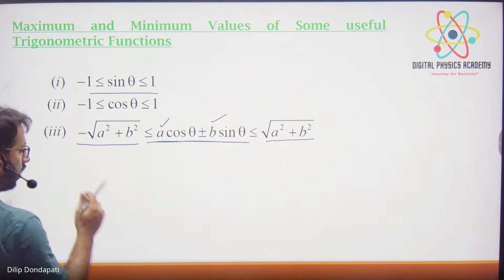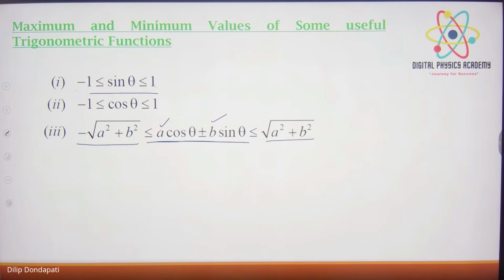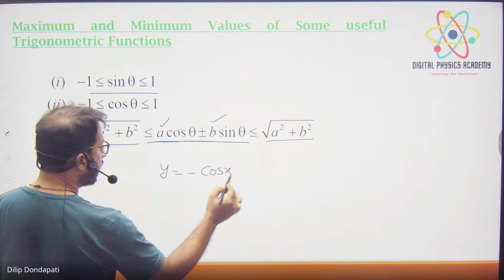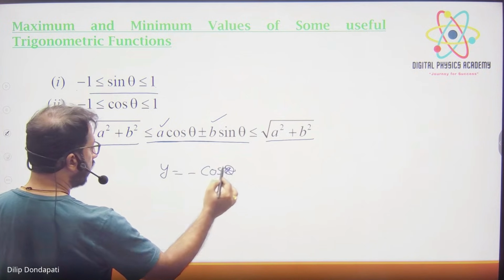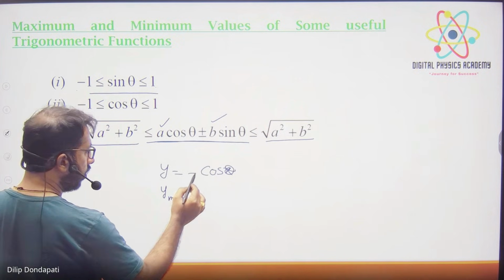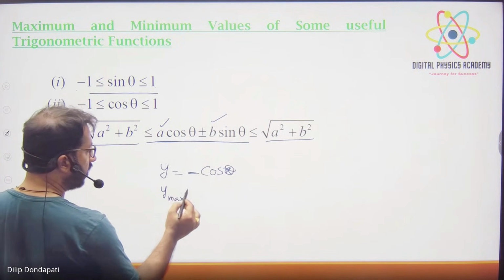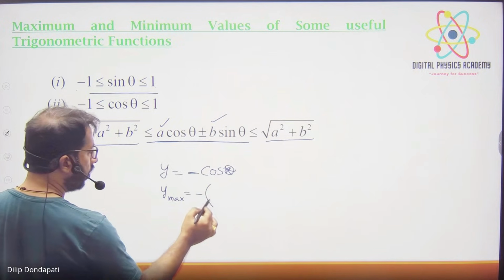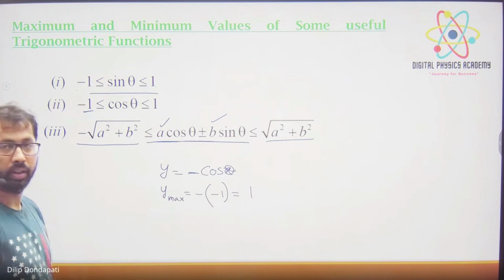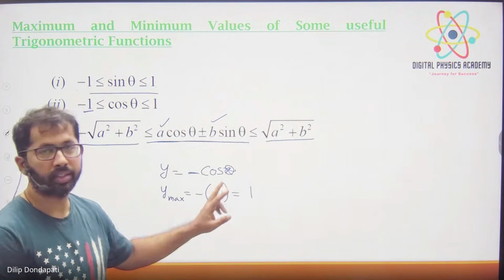Suppose y is equal to minus cos x is there. Can you tell me what is the maximum value? Cos theta is there. What is the y max value? Look, since minus cos is there, what is the cos value? The minimum value is how much? -1. It will be -1 and 1. See, plus cos x is different, minus cos x is different.